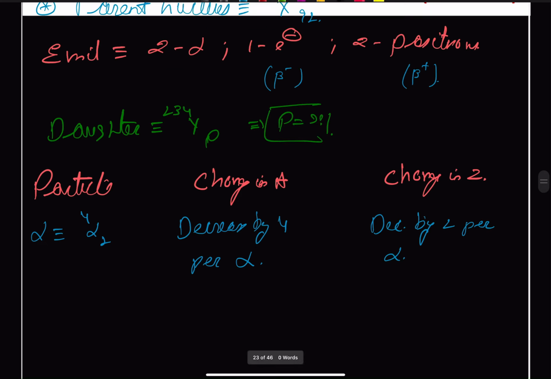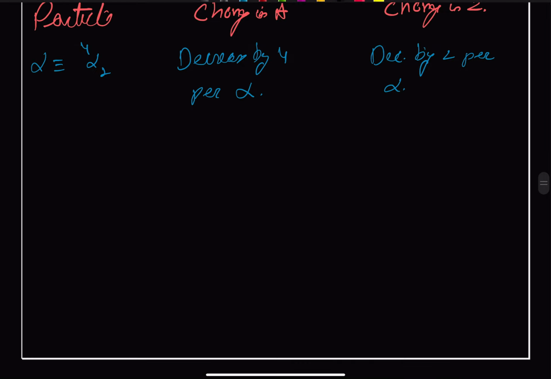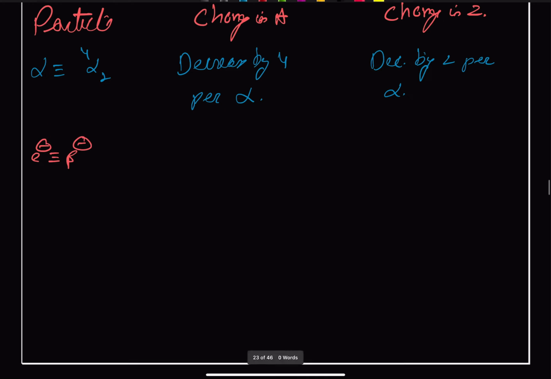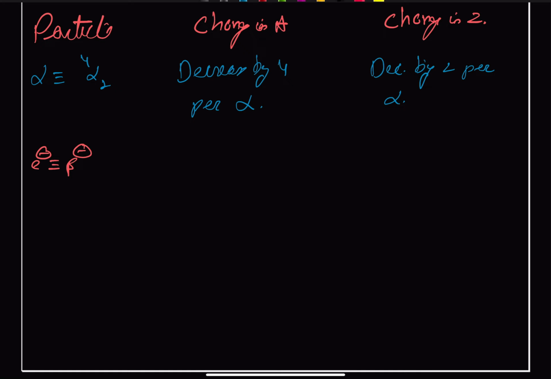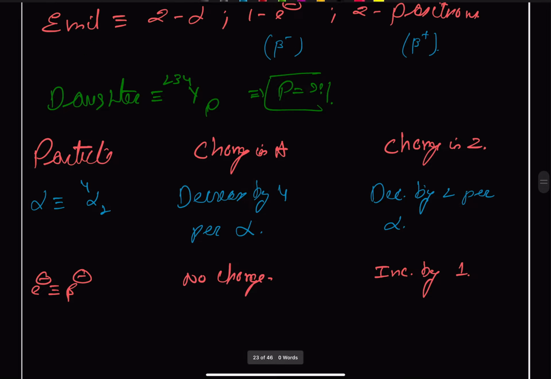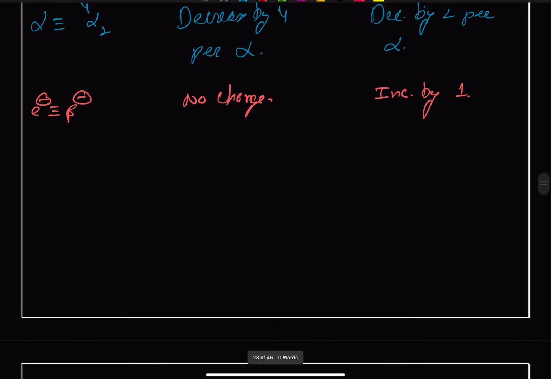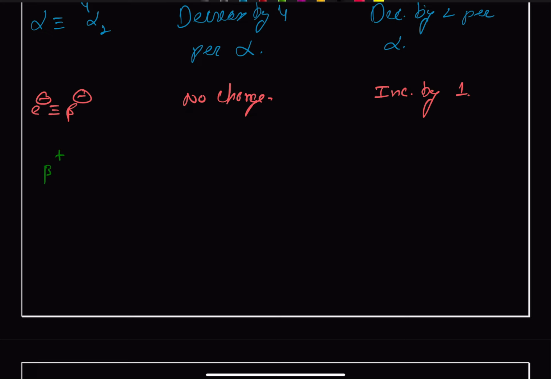Second one is our electron. We can write this as our E negative, or we can just say beta negative. So there is no change in our A, and Z is increased by 1. And finally we have a positron, which is our beta positive. So for beta positive also there is no change, and there is a decrease by 1.